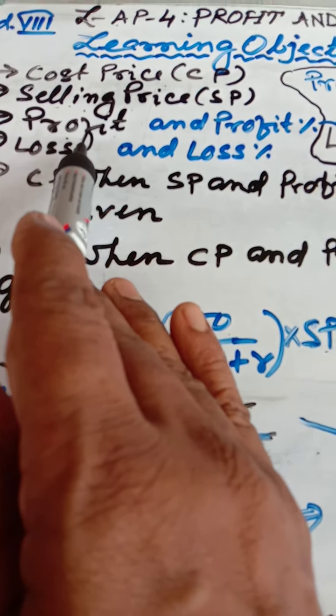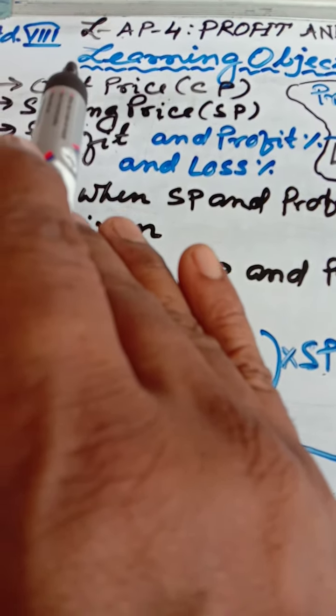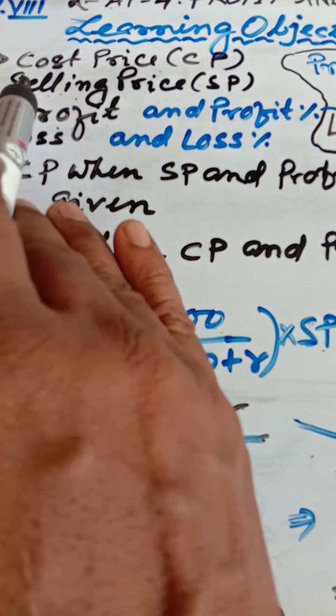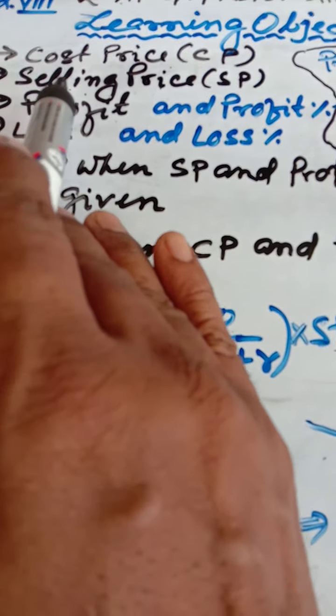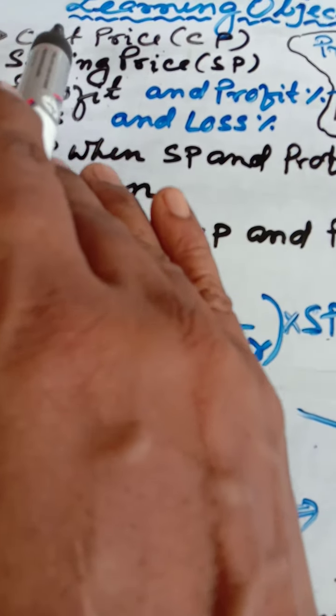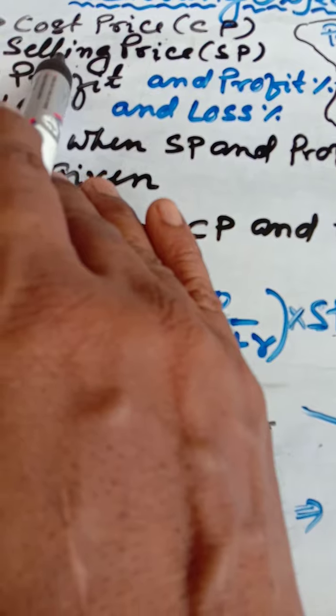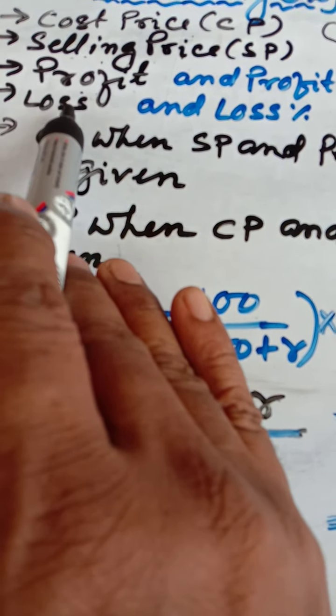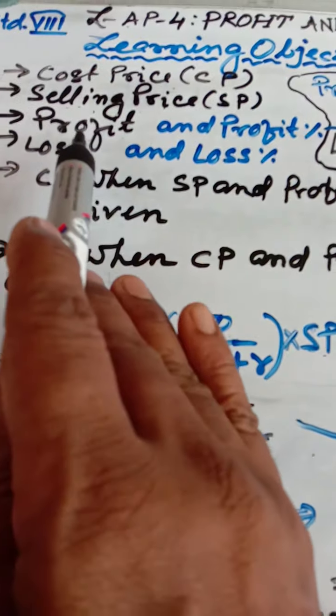So I hope you have understood. Cost price means a price at which a buyer purchases things. A selling price means a price at which some item is sold. Profit means when the selling price is more than cost price, that time profit. When the selling price is less than cost price, that time loss. Or the cost price is more than selling price, that time loss.